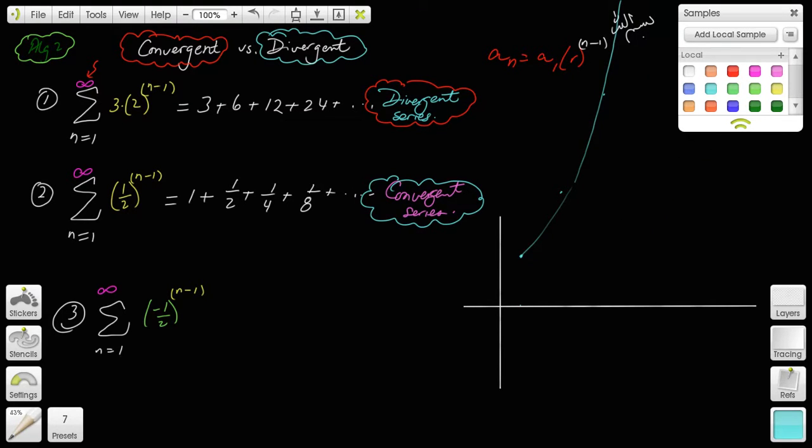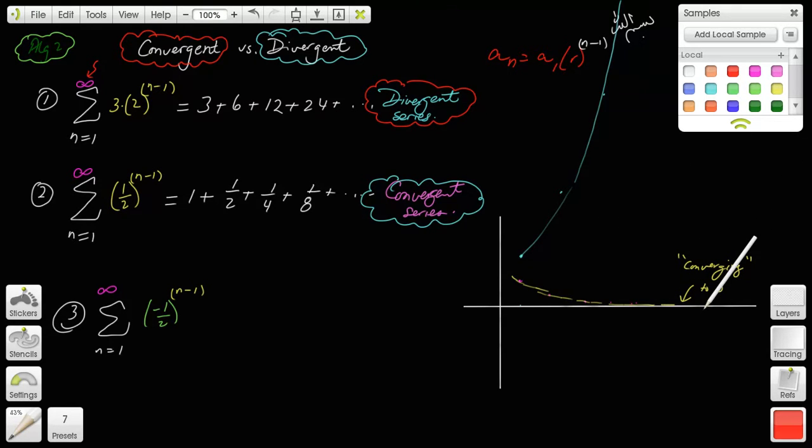The second one, however, starts out at 1, and then it gets to 1/2. I mean, this is not to scale, obviously. So as you can see, it's getting closer and closer to 0. So it's converging, and hence the term. It's converging to 0. So this is a convergent sequence.